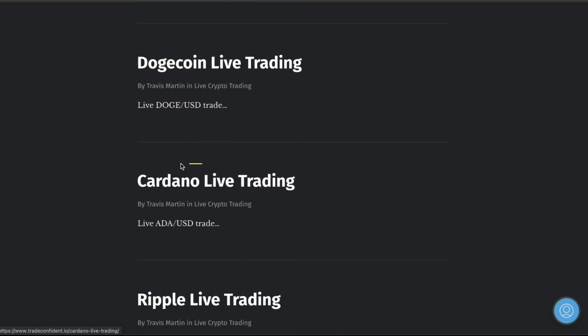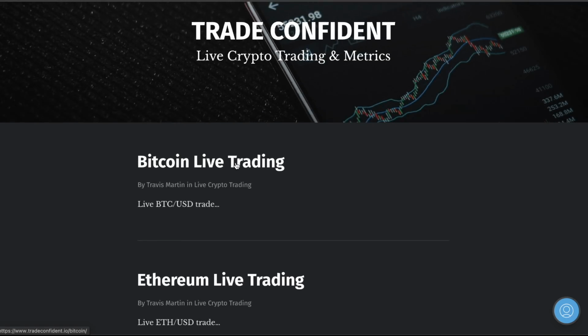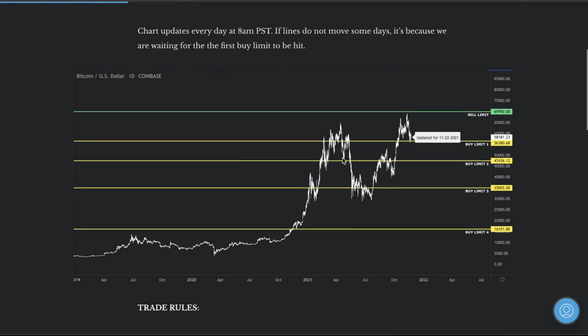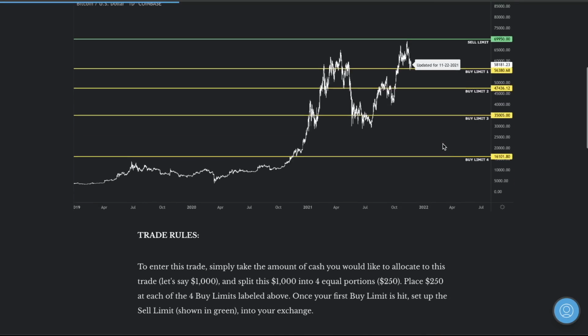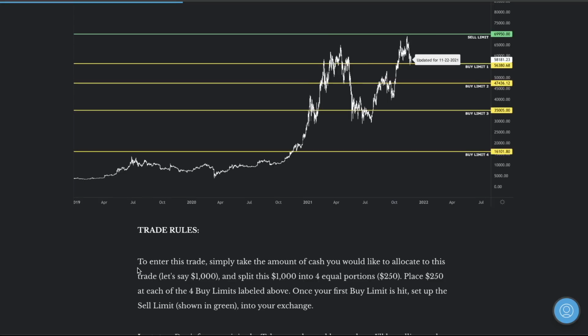ADA, all you have to do is click into Cardano right here, and you're going to see the buy limits. I'm going to keep it private for our members, but here's exactly what you're going to see. We're going to use Bitcoin for an example. All you guys are going to do is come in here and look at these different areas. You're going to look at these 4 different buy limits, and then you're going to have a sell limit. So let's follow this right here.